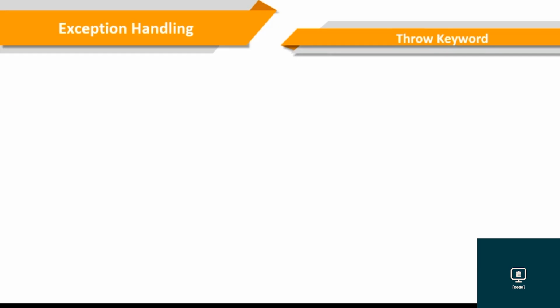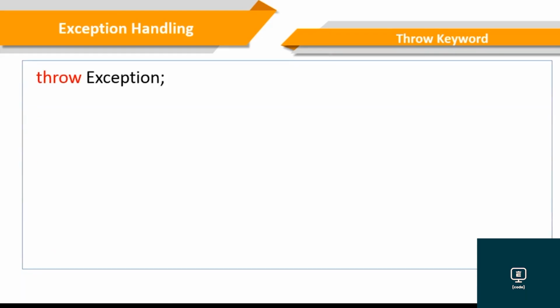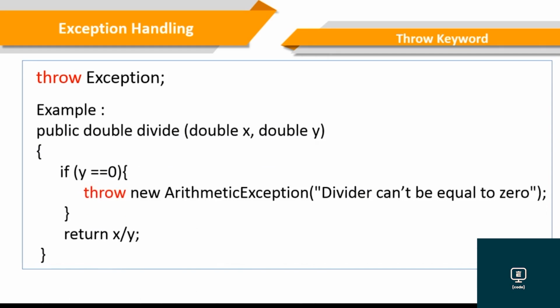Throw keyword. So we can use the throw keyword to explicitly throw an exception from the code. We can throw either checked or unchecked exceptions this way. And the throw keyword is used in the following method. We'll look at a basic example about throwing an exception from the method.